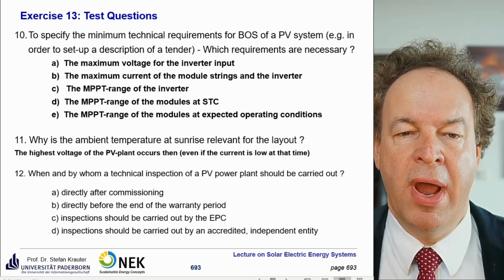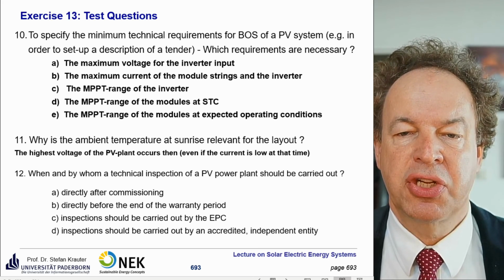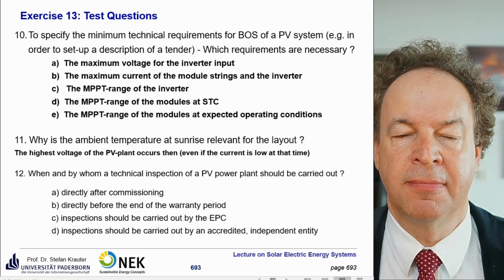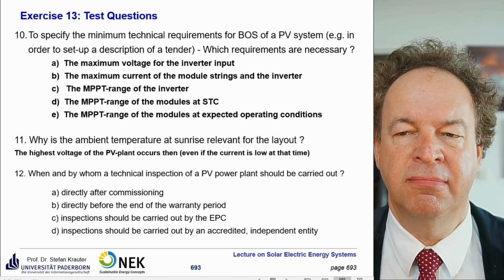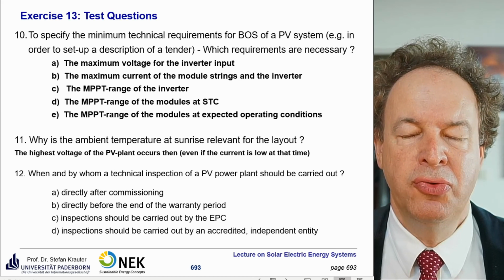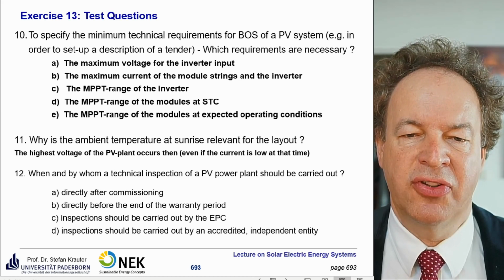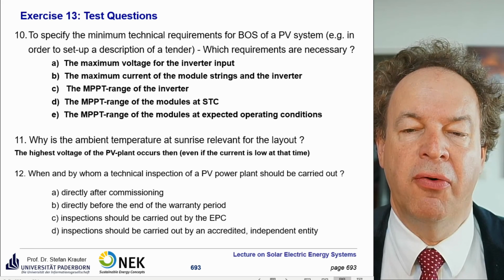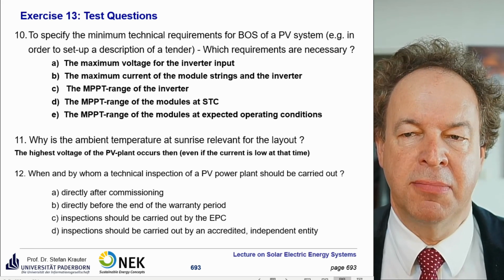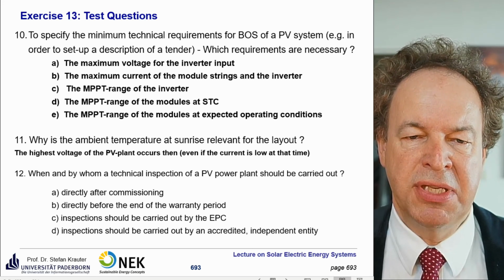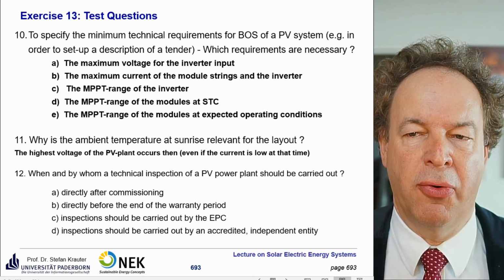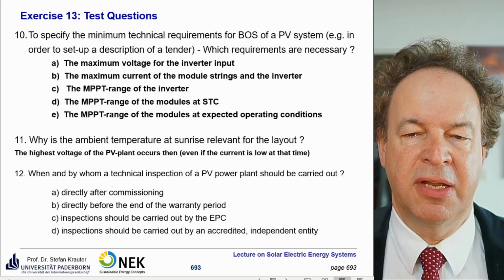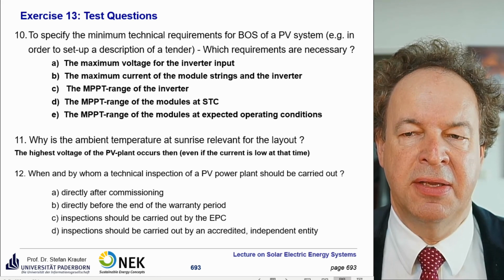Number 12. When and by whom should a technical inspection of a PV power plant be carried out? Should it be directly after commissioning? If you commission, you usually do these tests anyway. Why should you do this after commissioning? So it doesn't make really sense. Directly before the end of the warranty period sounds more promising, because after the end of the warranty period you may not exchange defective components for free. So it makes complete sense to do it before the end of the warranty period, and if you find some degradation, then you can exchange it for free.